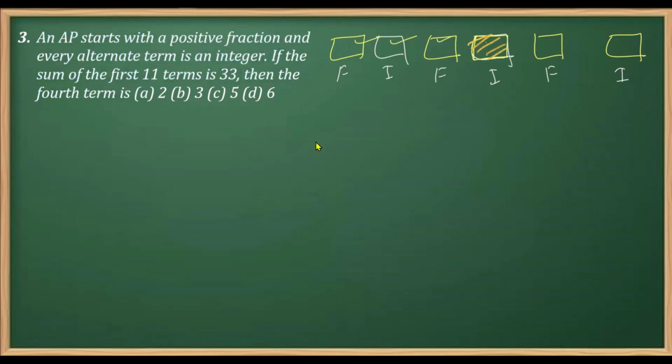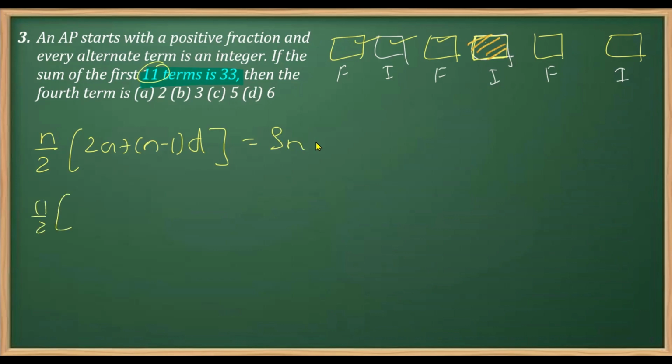Okay, we will first begin with writing the sum of the first 11 terms. What is Sn? Sn is n over 2 bracket 2 times a plus (n minus 1)d, applying this formula, which is equal to Sn. So n is 11. So this is 11 over 2 bracket 2 times a, and a is not given, plus n minus 1.